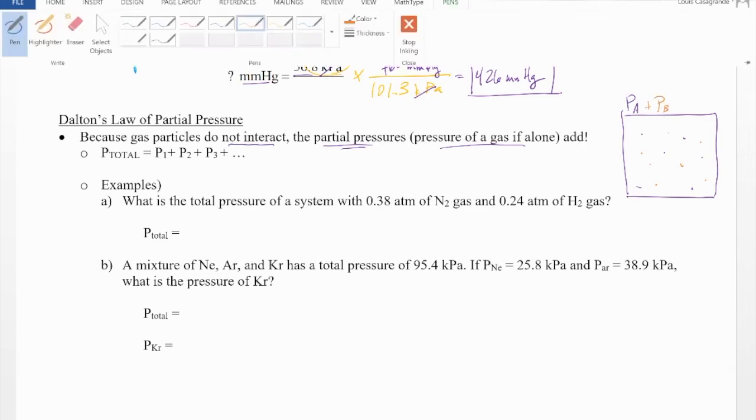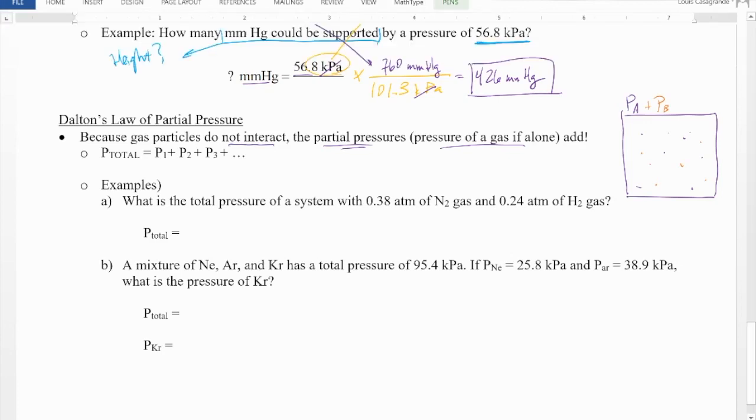And finally, let's go to our light blue again. Again, we can fit those particles in between. And so we're going to add the pressure of gas C if it was by itself. The total pressure is just going to be adding them all up. This is really straightforward. Please don't overthink this. You don't have to do any fancy math.